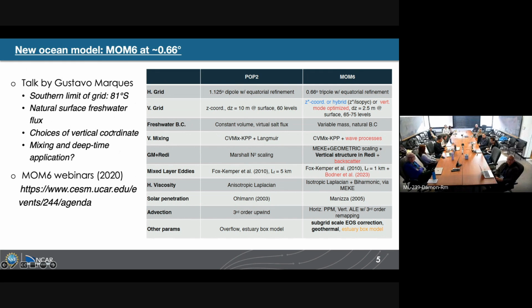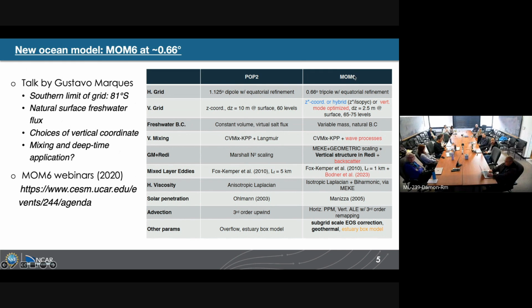Another nice feature about the new ocean model MOM6 is that it's no longer volume conserved. It has variable mass, meaning that we can use a more realistic natural surface freshwater flux. That's different from POP, in which we use the virtual salinity flux. So this is a nice feature, meaning that likely we won't run into the negative salinity problem in our high CO2 warm climate simulation. So this is nice.